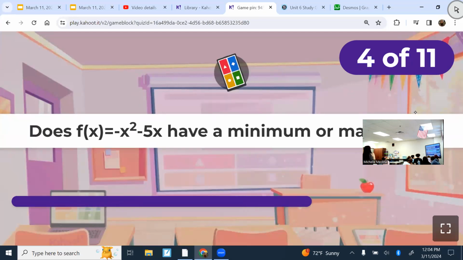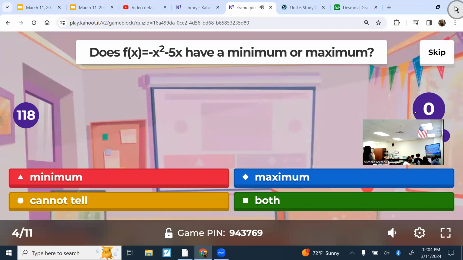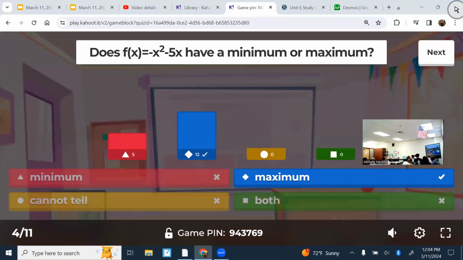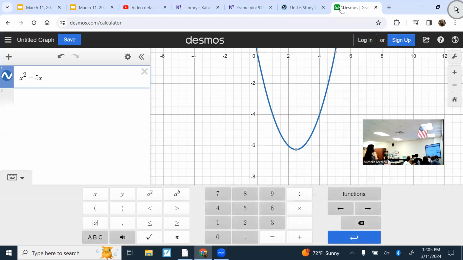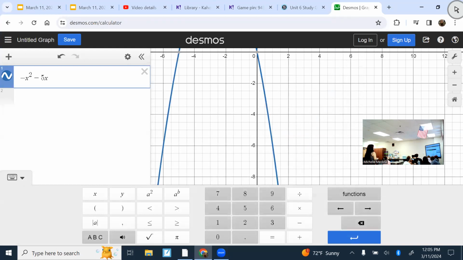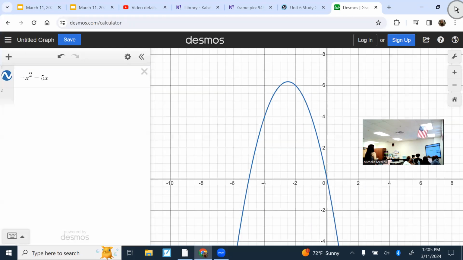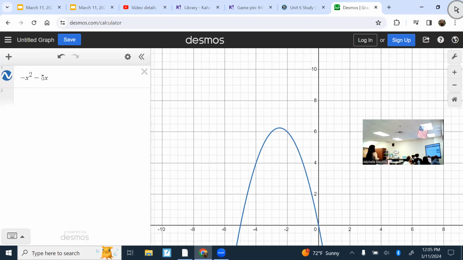So does this one have a minimum or maximum? Negative x squared minus 5x. Minimum or maximum? Technically, you don't need to graph them to know that, but I would just say when in doubt, double check your answers, graph it. We changed it from a positive a value to now a negative, which we know then reflects the graph. Or you can just type it in and see. It's now the highest part of my graph, the vertex, so it's a maximum.